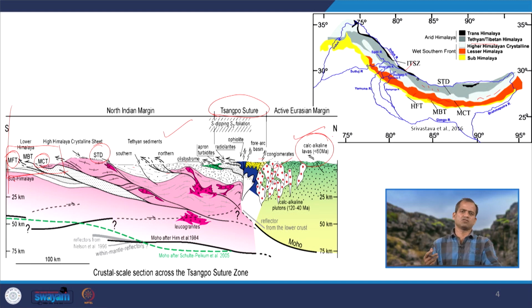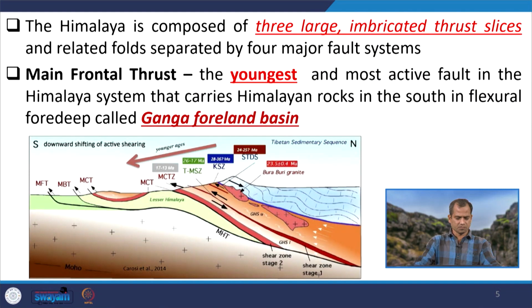Otherwise, this Himalayan sequence is very complicated and each transect will give you a different type of cross section. This is the simplified geological map of the Himalayas, and it is composed of 3 large imbricated thrust slices and related folds separated by 4 major fault systems.